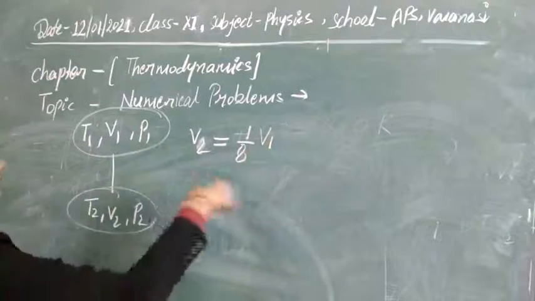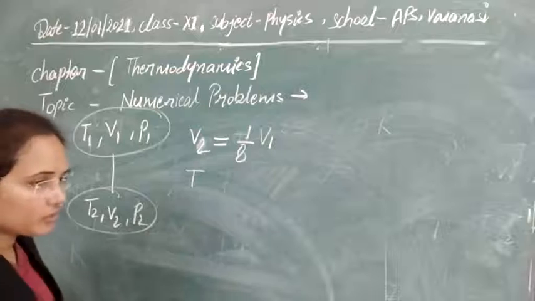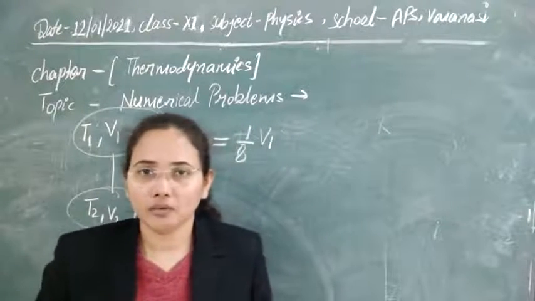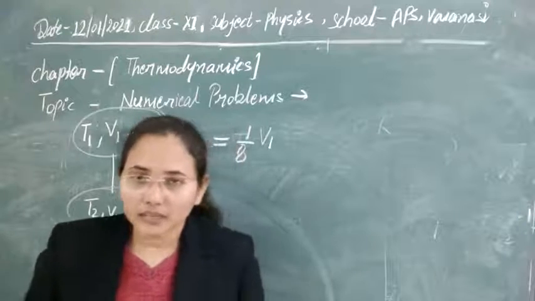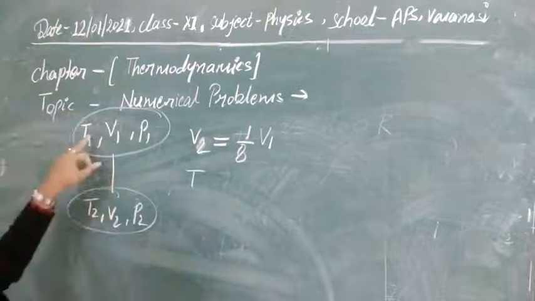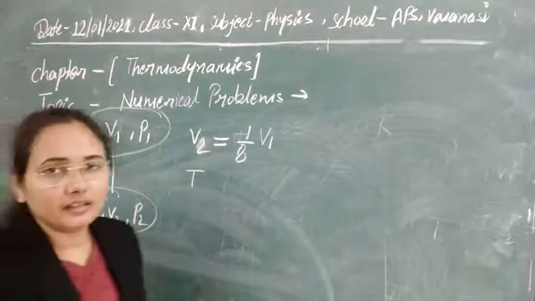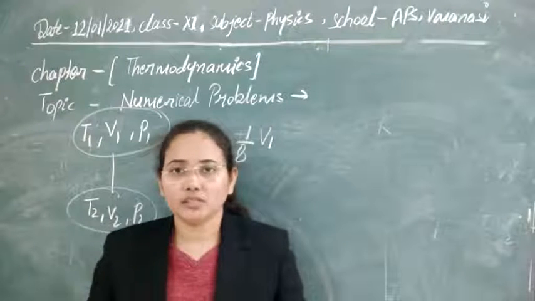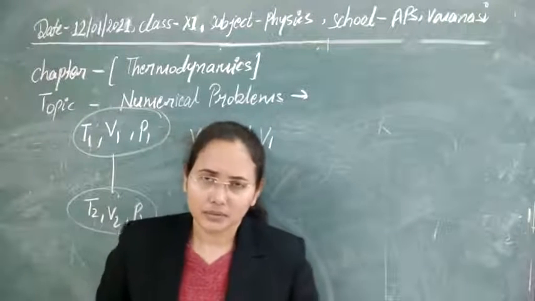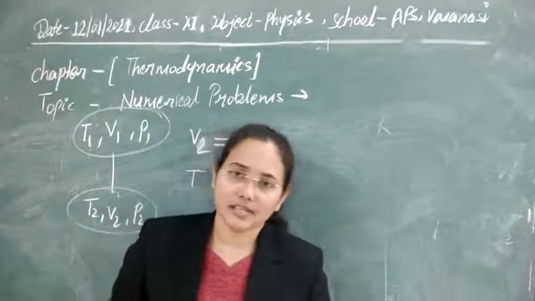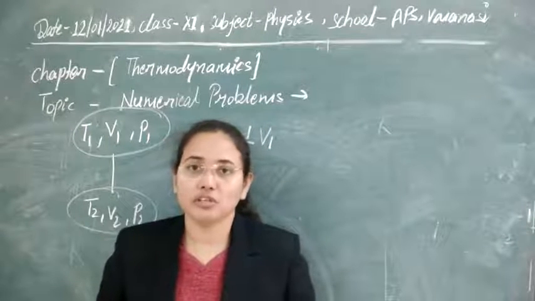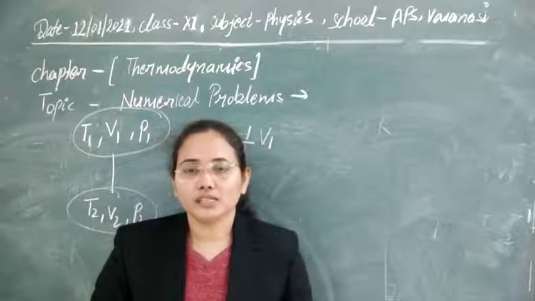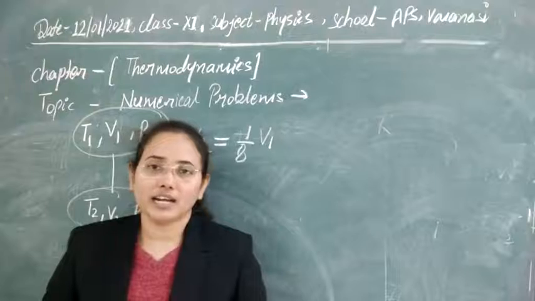And as this relationship is given, one more condition is given here: the temperature is constant during this change in volume. So if the temperature is constant, it means that T1 will be equal to T2, and it's very obvious that if temperature is constant then the process is isothermal. So if we have an isothermal process, you can use the condition for an isothermal process, that is PV equal to constant, and calculate all the values that you have to calculate here.